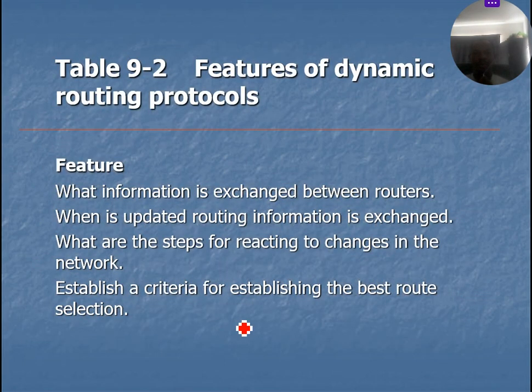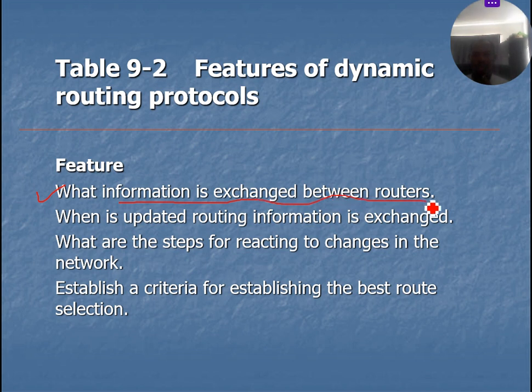Now, table 9.2, features of dynamic routing protocols. Let's take a look at some of the features. I think this is supposed to be table 9.3. Okay, this is just table 9.2. We've seen 9.1 before. Okay, now let's take a look at some features. Now, what information is exchanged between routers? These are the things we want to look at to determine which type of dynamic routing protocol we're going to use. So first of all, you want to look at what type of information you want to exchange between routers.